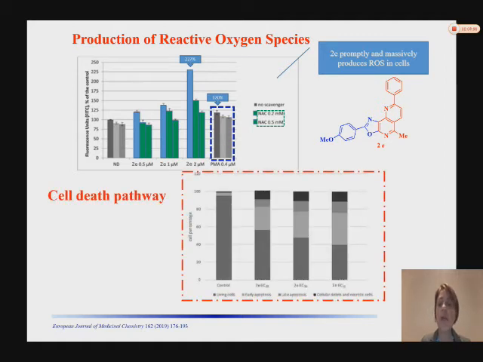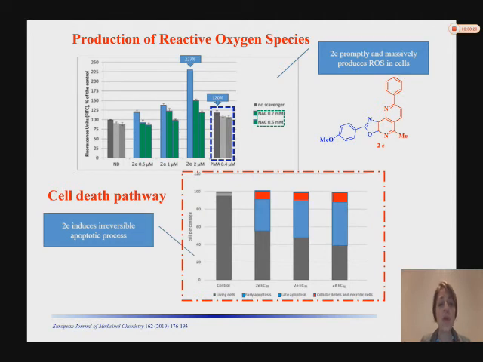The cell death pathway was then evaluated. MCF7 cells were incubated with increasing concentrations of 2E, and cell population analysis showed a high percentage of apoptotic cells and a small amount of necrotic ones, thus suggesting that oxazolonaphthyridines can push the cell population into an irreversible apoptotic process.